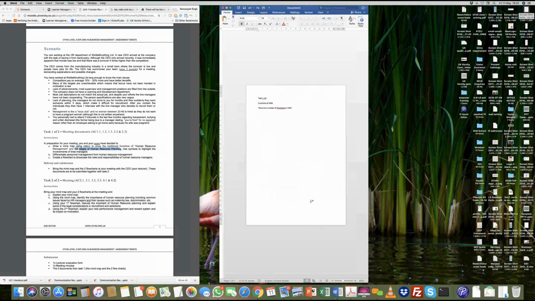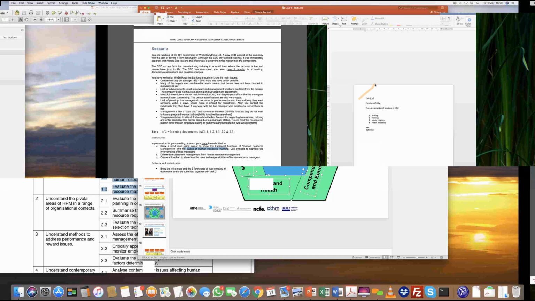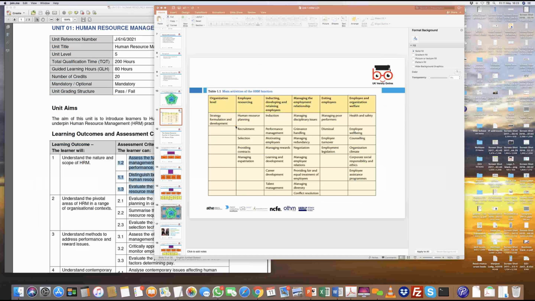So you have to write the functions of HR, and that could be just simple bullet points, like staffing, training, labor relations, health and safety. And once you've done that, we have to define human resource planning. So you start off with the definition of human resource planning, and then after the definition, highlight this particular image which shows the main activities, and maybe pick one activity in human resource planning to explain how this is done within the organization.